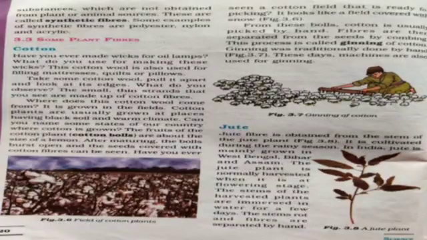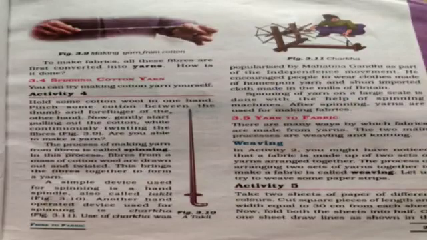After that, spinning of cotton yarn. First what you have to do, hold some cotton wool in one hand, pinch some cotton between the thumb and forefinger of the other hand. Now gently start pulling out the cotton. When you continuously twist the fibers, you are able to make yarn, and this process of making yarn from fiber is called spinning.